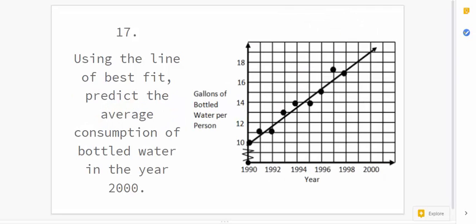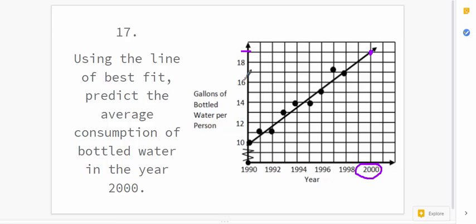And last question in this part, number 17, using the line of best fit, predict the average consumption of bottled water in the year 2000. So I'm going to go over to my years. 2000 is right here. I'm going to follow it up to the line because we're using the line of fit to predict. And I see that I can put a point right on that line for the year 2000. And then I will follow it over, and it hits right here.